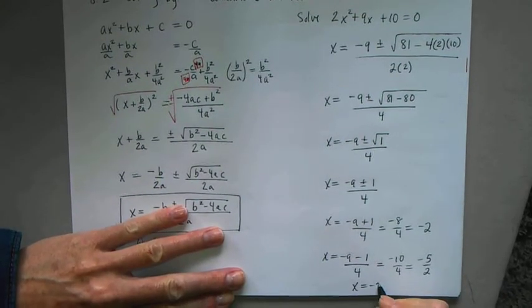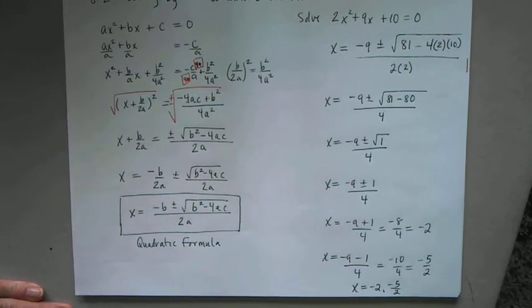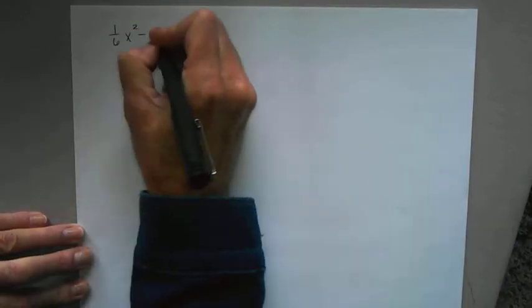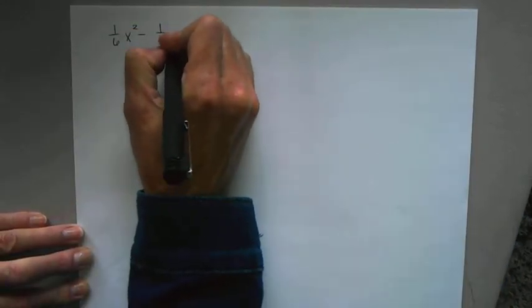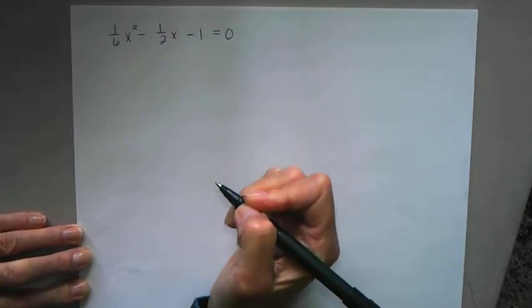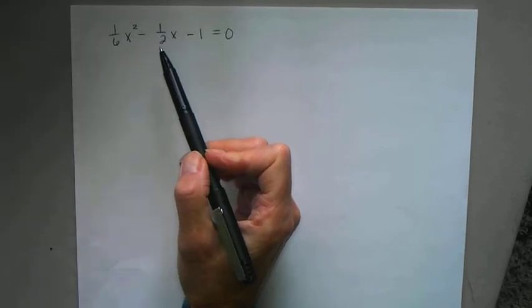That is my solution. Let's just do another one to make sure you have that down before you're on your own. So let's do 6x squared minus 1/2 x minus 1 equals 0. And this is the thing. We don't want to be plugging fractions into our quadratic formula. We don't want to have to plug fractions in.